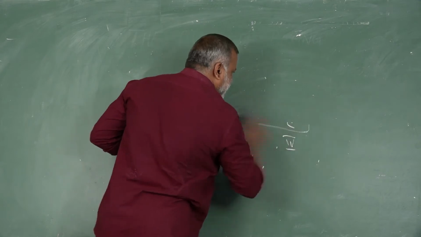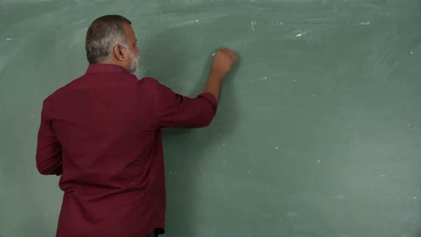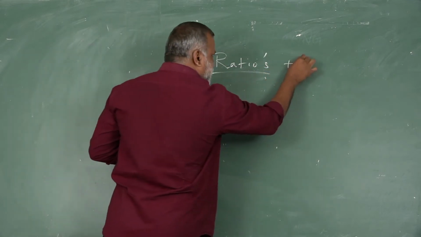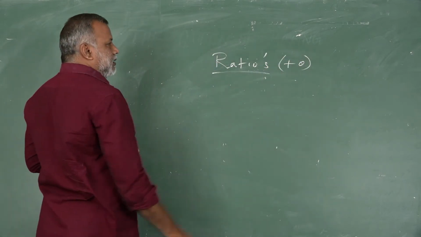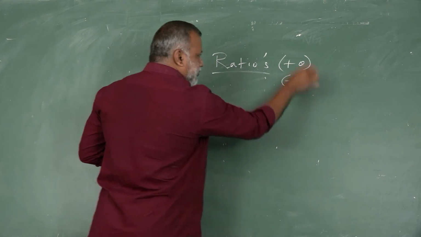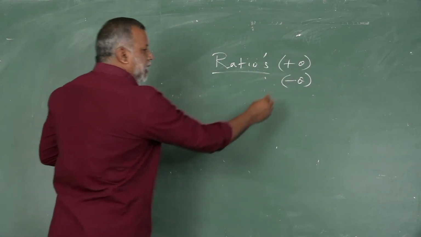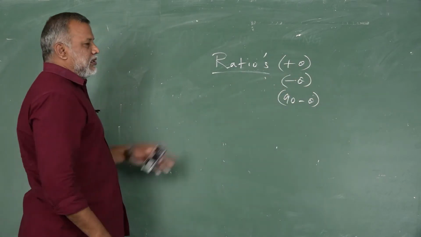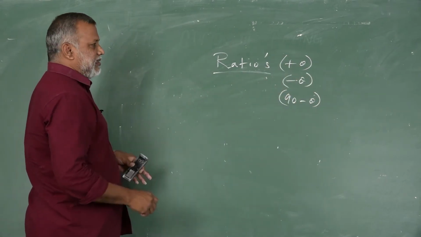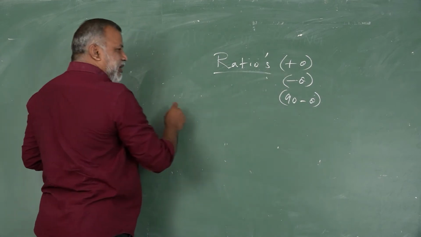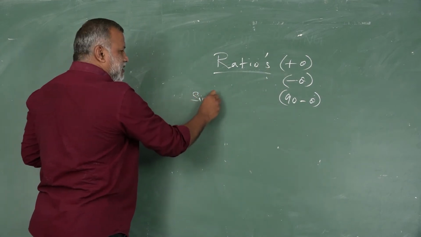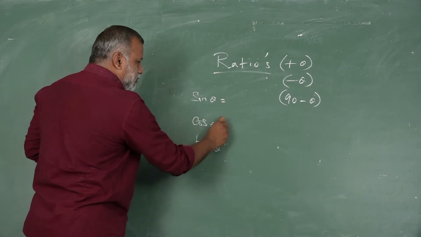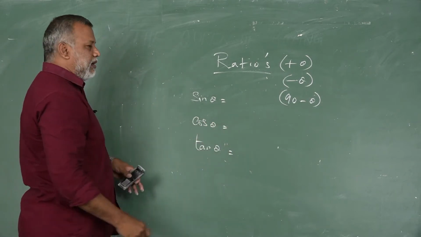Then ratios. We already discussed ratios: ratios of positive theta, ratios of negative theta, and another one, complementary, 90 minus. These are all things we discussed. The ratios of positive theta, that means the fundamentals: sine, cos, then tan. Basic concept we already discussed.